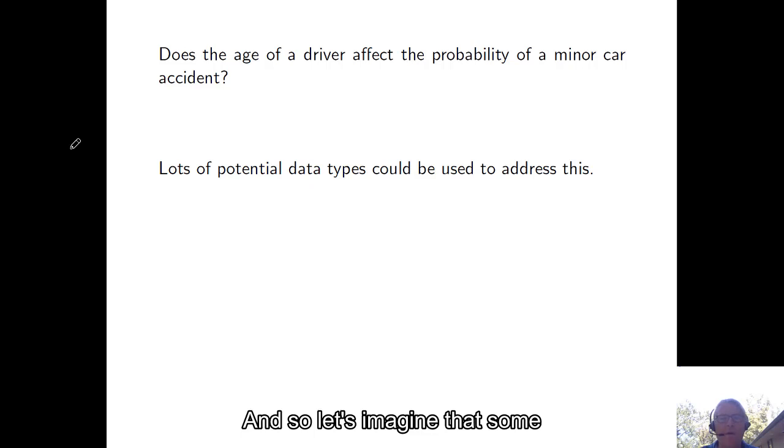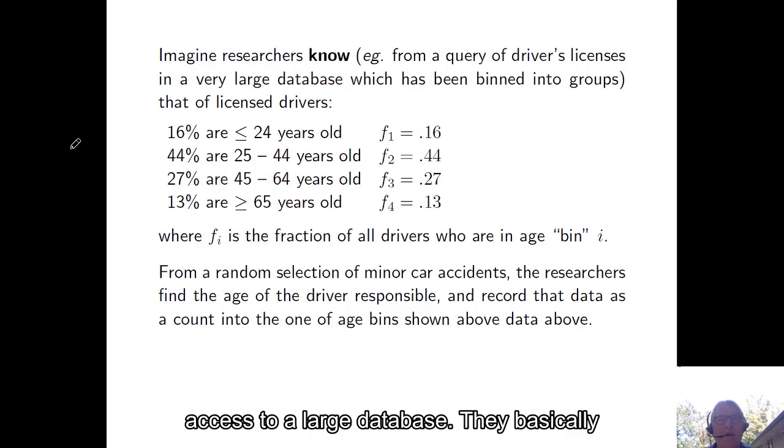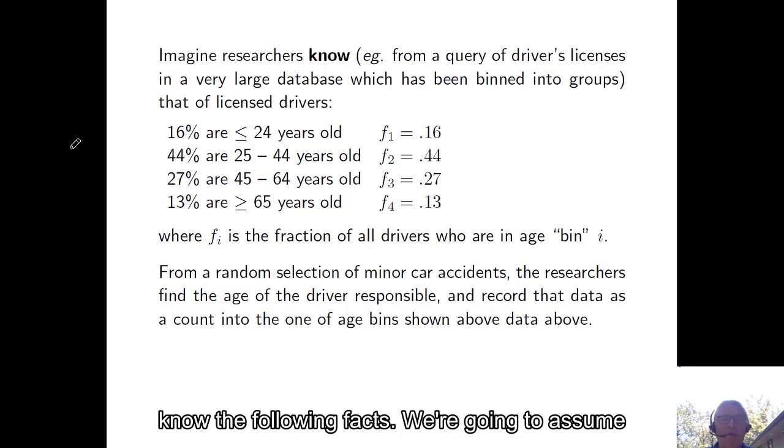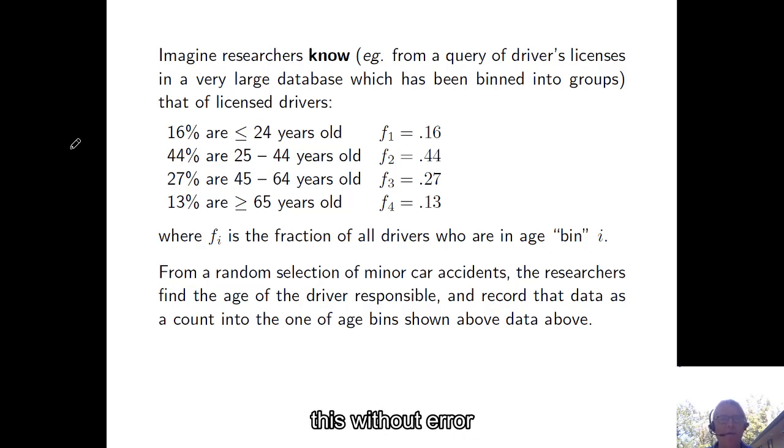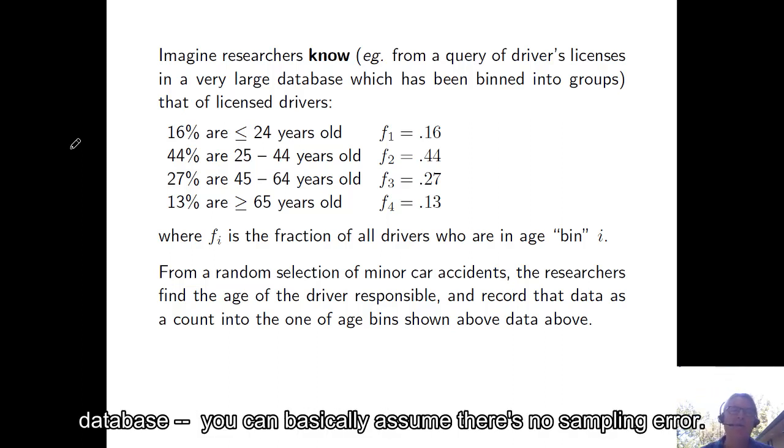And so let's imagine that some researchers have access to a large database. They basically know the following facts. We're going to assume this sort of without error, and you can do this if you have an enormous database. You can basically assume there's no sampling error.